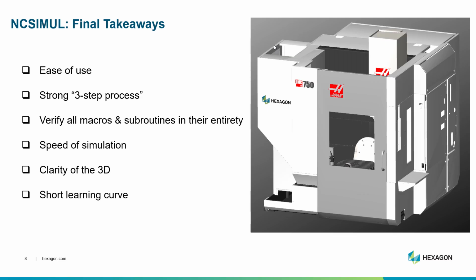Third is that we verify all macros and subroutines in their entirety. We gather all that information from your real-life machine. It's unique to every single machine on anybody's shop floor. And we create a digital twin based on that so you have a true representation of what's about to happen at your machine. Then we have the speed of simulation. You saw that we had about a 13-minute program that we ran in about 13 seconds, so almost a minute per second.